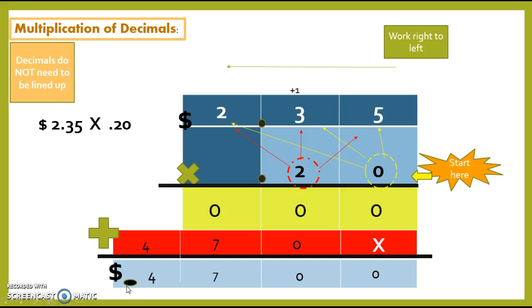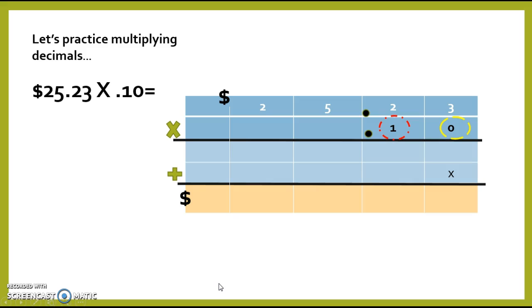My answer, now that we're dealing with money, we only need the first 2 numbers to the right of the decimal, because that's what you need when you're talking about money and change. So my answer is actually 47 cents. You can round it. The 0 tells us to keep the 7 as a 7.